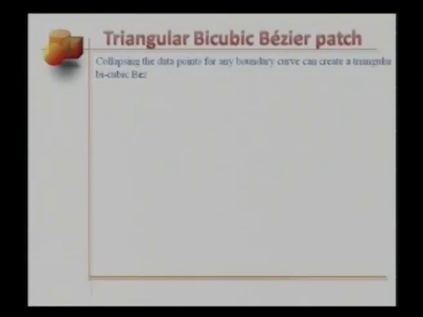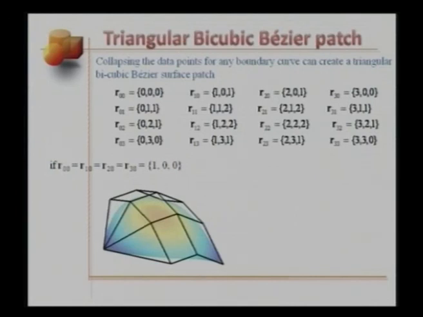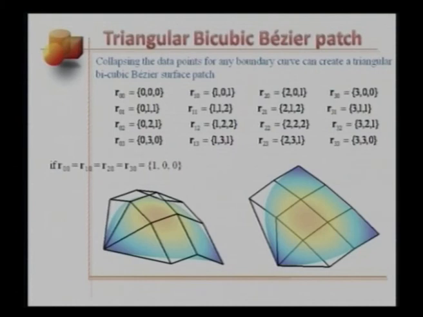How to get a triangular bicubic Bézier patch? We'll have to collapse the data points or the design points for any bounding or boundary curve to create a triangular patch. So this is the information that we had from the previous example. And if R00, R10, R20, and R30 are all collapsed to a point 100, this is the triangular patch that we're getting. These are 2 different views. And you can clearly observe that we have now 3 as opposed to 4 bounding curves.